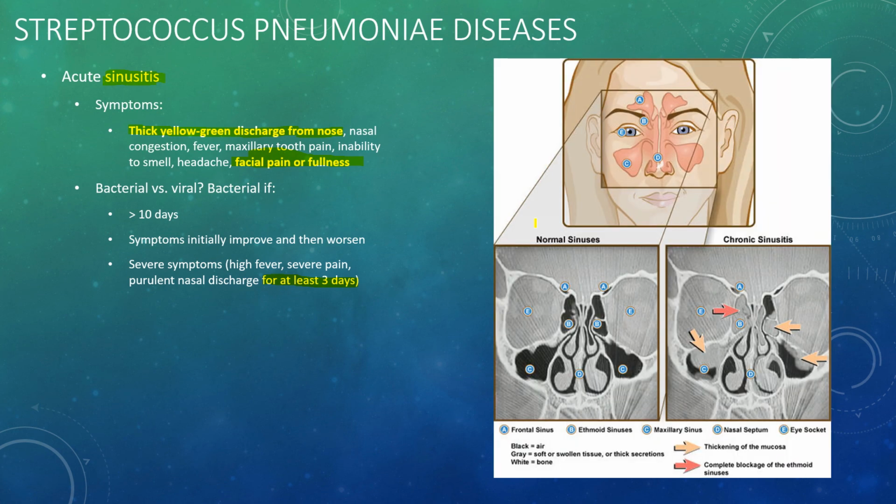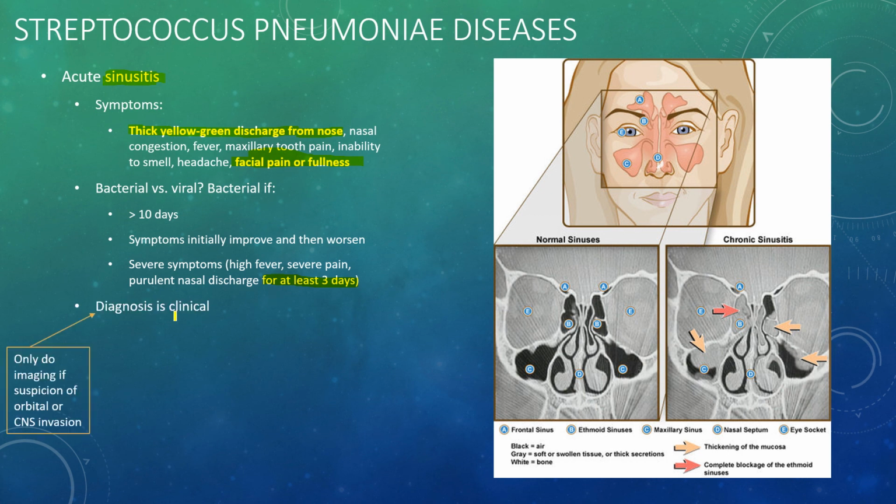So take a look at this. This is what the normal sinuses look like. Look at how open these are. But if you have chronic sinusitis, look what happens. All of these different sinuses get full of mucus. And this is a major problem here. You get backup of fluid, backup of mucus, backup of dead cells, backup of neutrophils. And this is going to cause congestion in the face and cause the facial pain and fullness and the discharge from the nose.